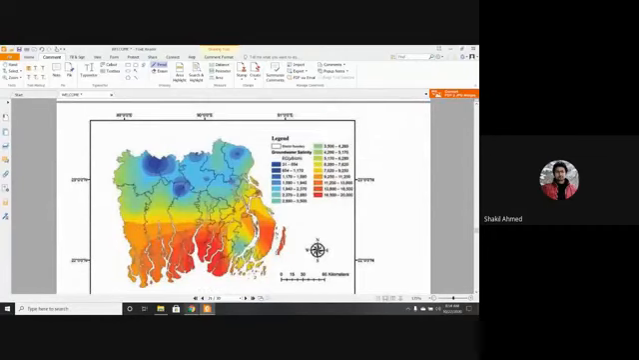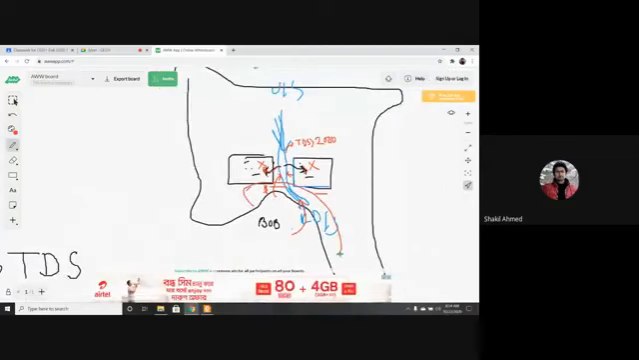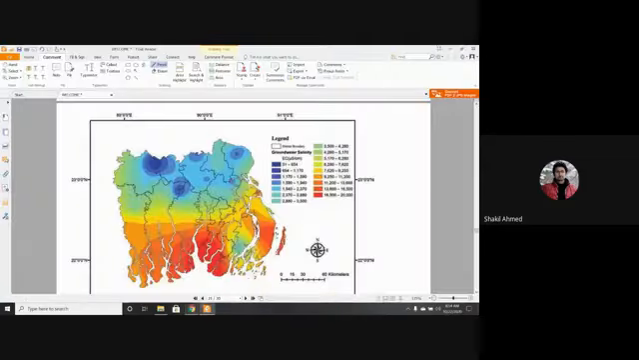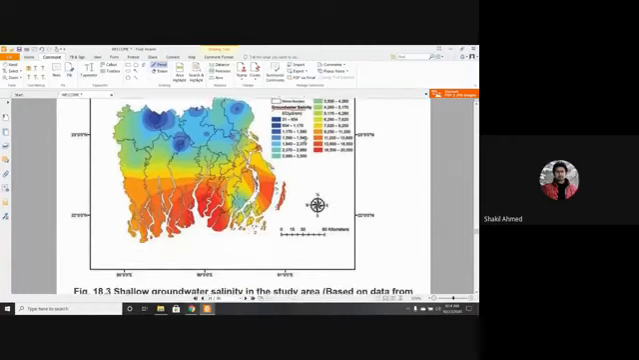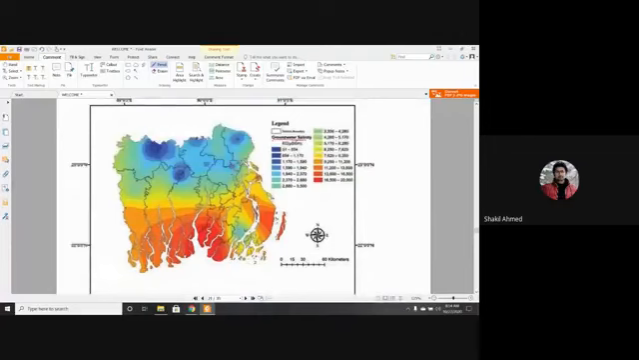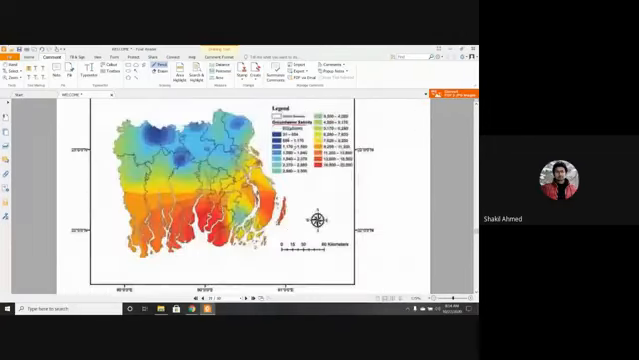If you take the coastal belt of Bangladesh, for example, this portion, you see that groundwater salinity is very high. This is groundwater salinity, EC, okay? Now here is the thing.